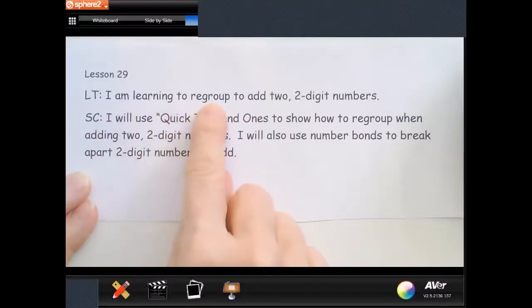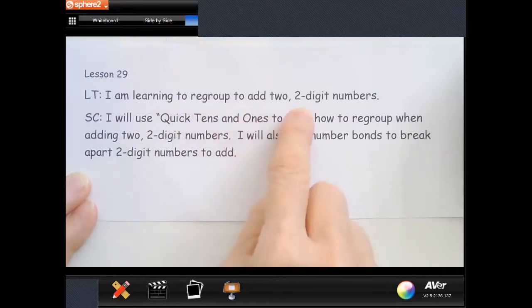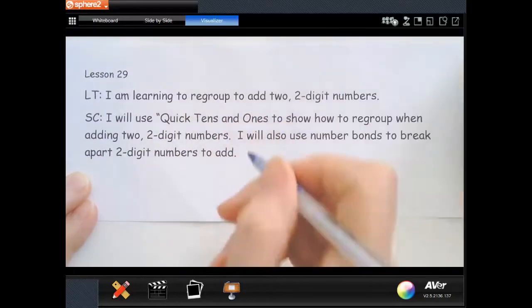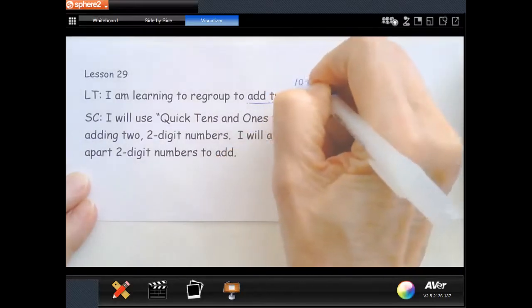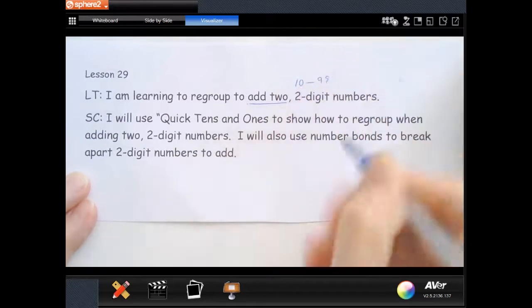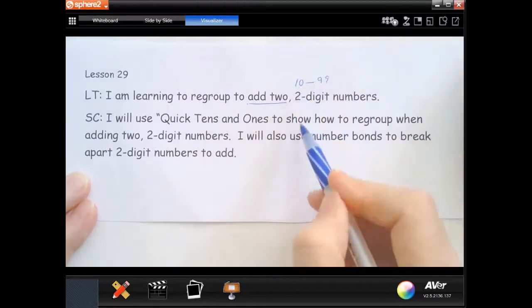And in this lesson, we're going to learn how to make another group of 10 sometimes when you have a larger group of ones. So I'm going to share my screen and show you the learning target. So the learning target says, I am learning to regroup to add two-digit numbers. So that means we're going to add two numbers together. Two digits means that it's between 10 and 99 because those numbers have tens and ones.